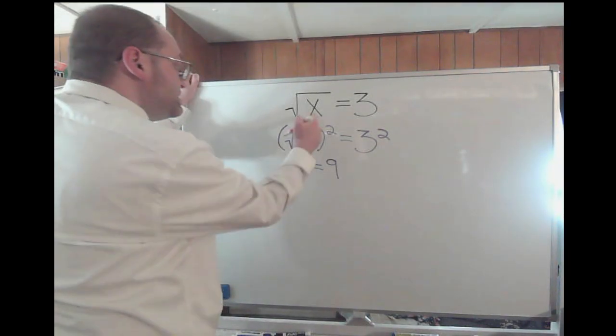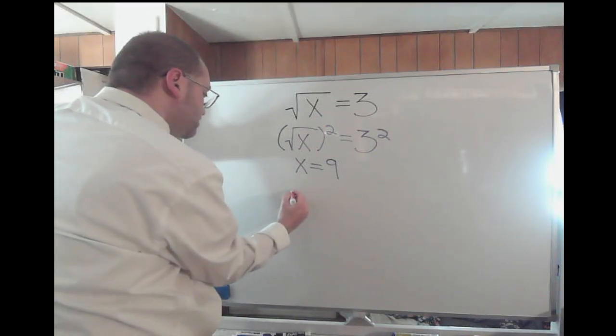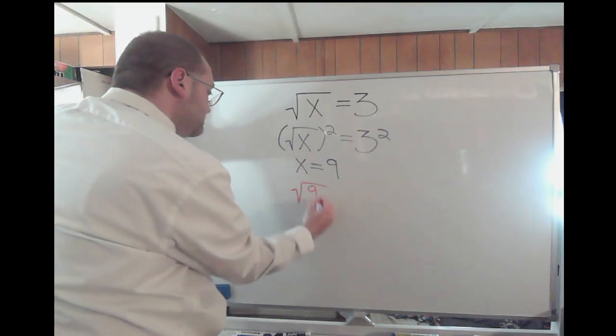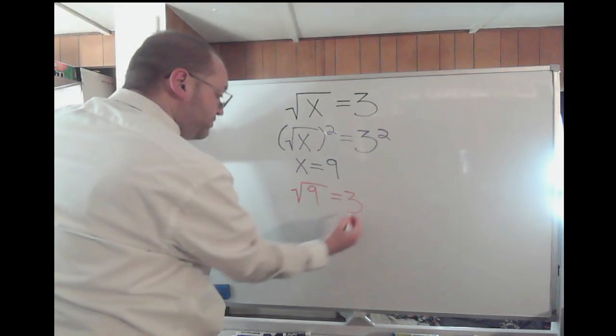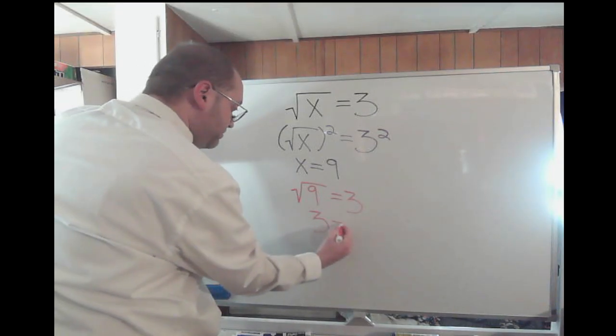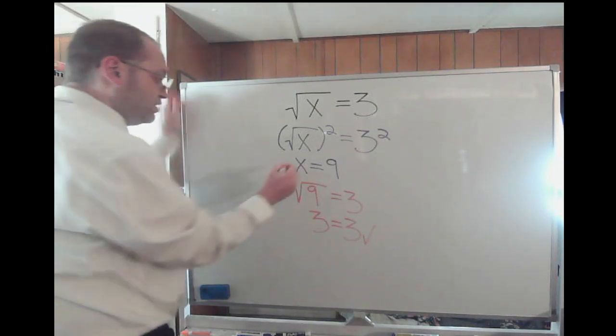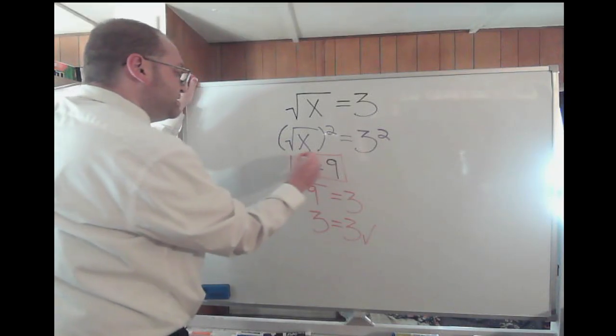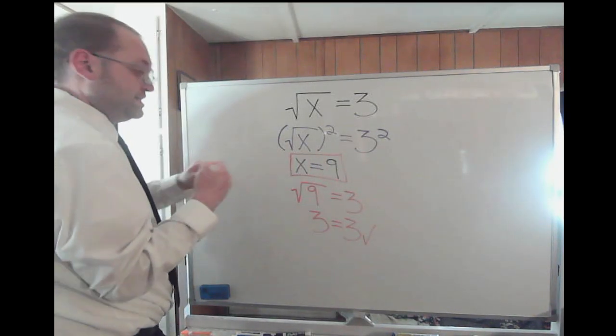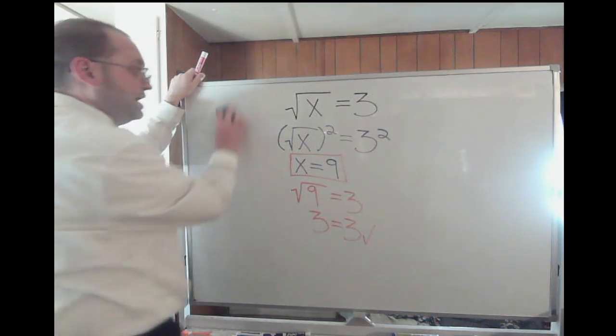We'll put 9 in for where the square root of x is. So we'll set the square root of 9 equal to 3, and it turns out it does equal 3. So you have a true statement, 3 equals 3, so the solution to this equation is going to be x equals 9. That does work out.